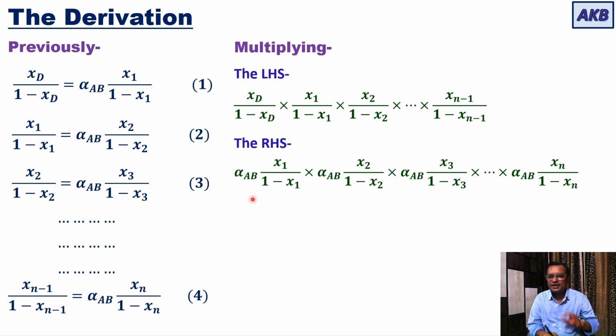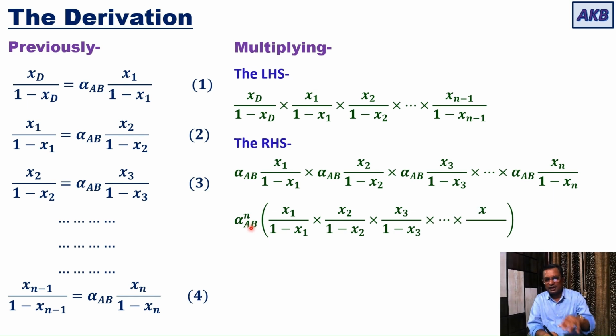So that means there are n number of terms involved, so there is multiplication of alpha AB n times. That's why it will be alpha AB raised to n, because we are multiplying alpha AB n times. The rest of the terms will now be in the bracket. You can take alpha AB raised to n common. So alpha AB raised to n into x1 upon 1 minus x1 into x2 upon 1 minus x2 into x3 upon 1 minus x3 into the last term xn upon 1 minus xn.